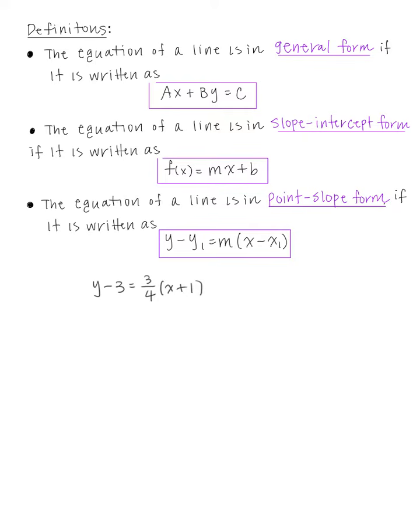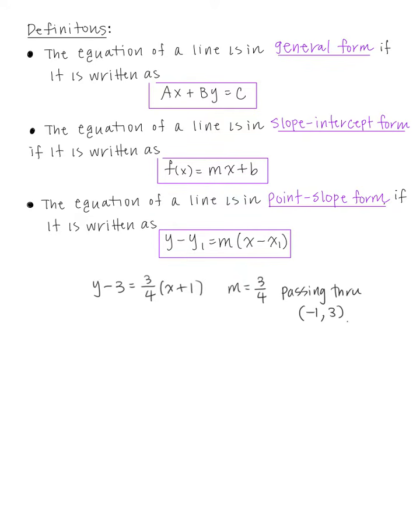Okay, so let's take a look at this equation. y minus 3 equals 3 over 4 times the quantity x plus 1. Now, I just made that up. So this equation is an equation of a line in point-slope form. Now, what does it mean? Well, this means that this line has slope of 3 over 4. And also, at the same time, it's passing through the point, let's just write it, when x is negative 1 and y is 3.